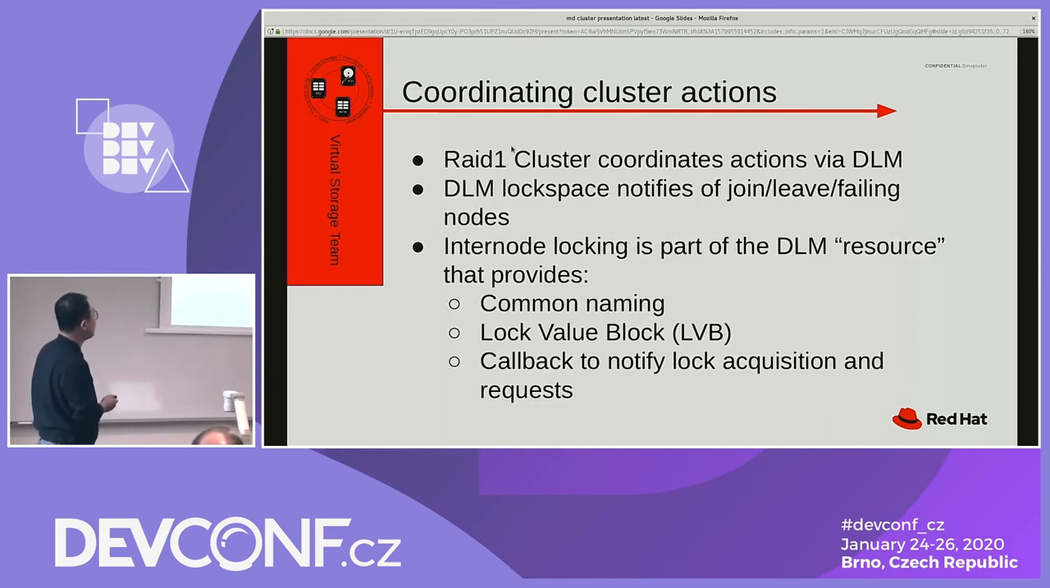RAID1 cluster coordinates actions via DLM. When a lock space is joined, it will be notified when other nodes join, fail, or leave the cluster. So in the example we talked about just now, when node one fails, other nodes will receive a notification that there is something wrong in the cluster. To avoid inconsistency, other nodes disable read balance here. After disabling read balance, all cluster nodes read from the first device. All cluster nodes have the same understanding of the first device. So from here, RAID1 cluster can work well without the risk of inconsistency.